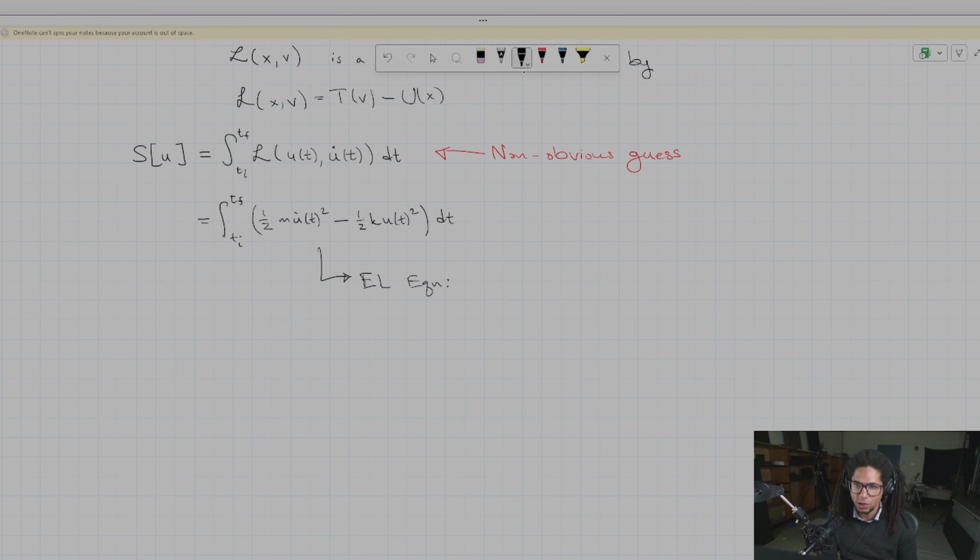Great. First I need to take the u derivative. Let me do that first. In this case, u only appears in that second term. So I'll get minus k times u of t. On the other side, I'm going to get d/dt times the derivative with respect to u dot, which we see in this case is, sorry, the 2 cancels the 1/2, just m u dot of t. Now m is a constant, so in the end, this gives me m u double dot of t.